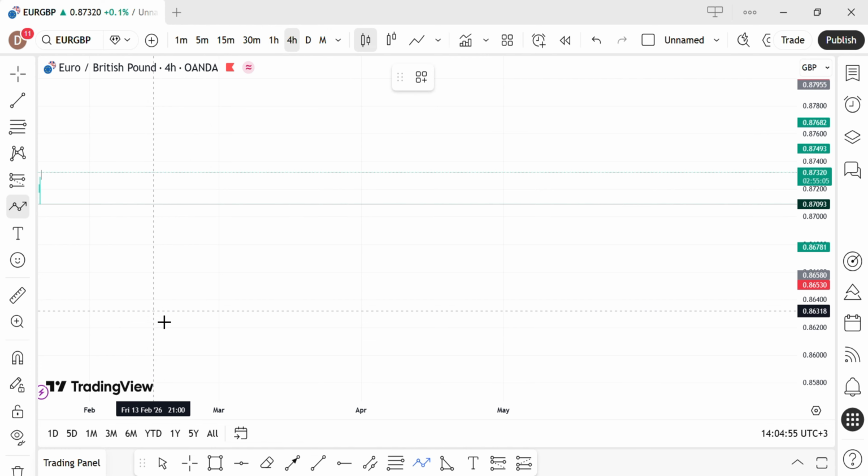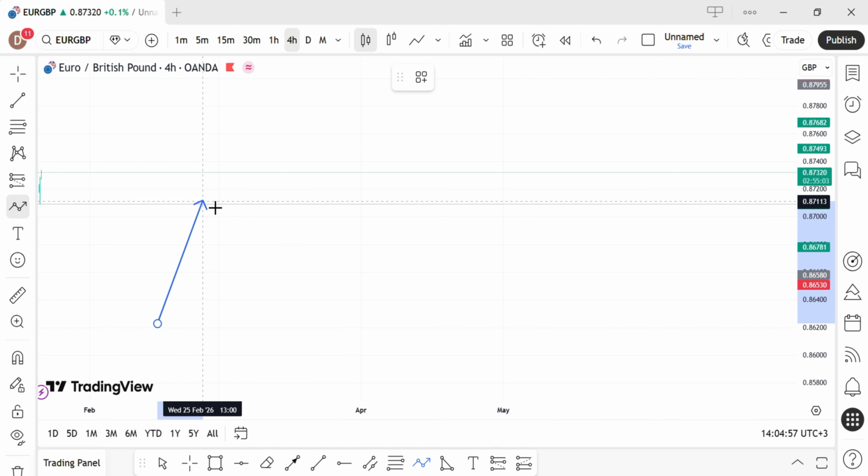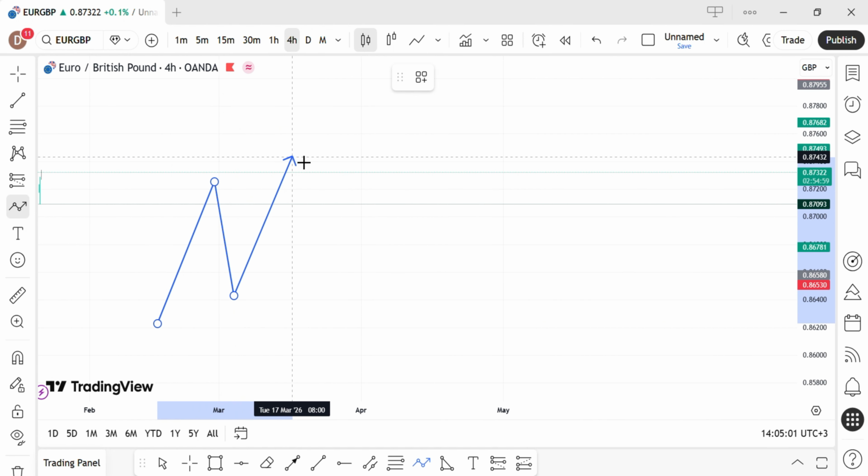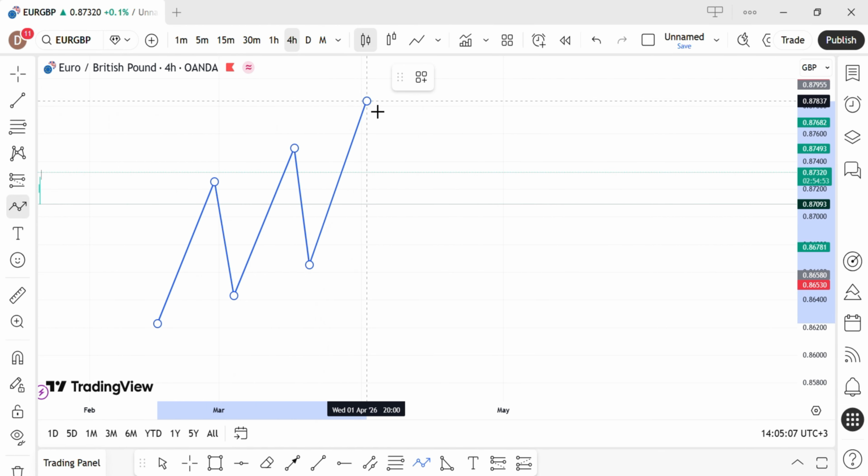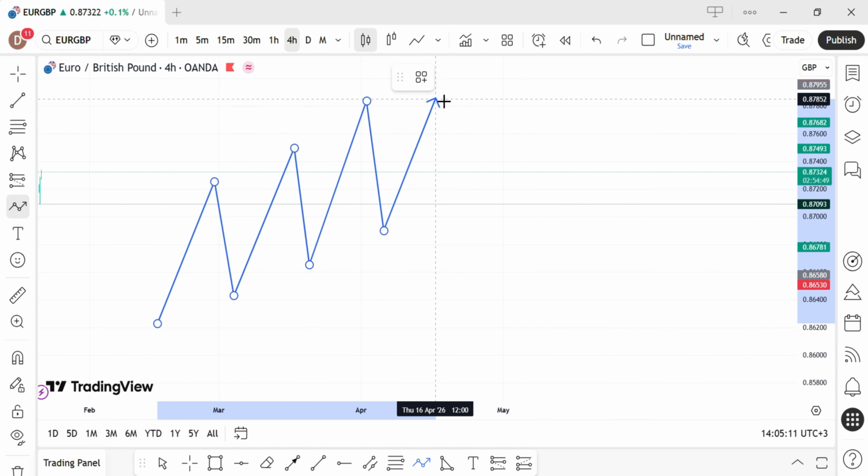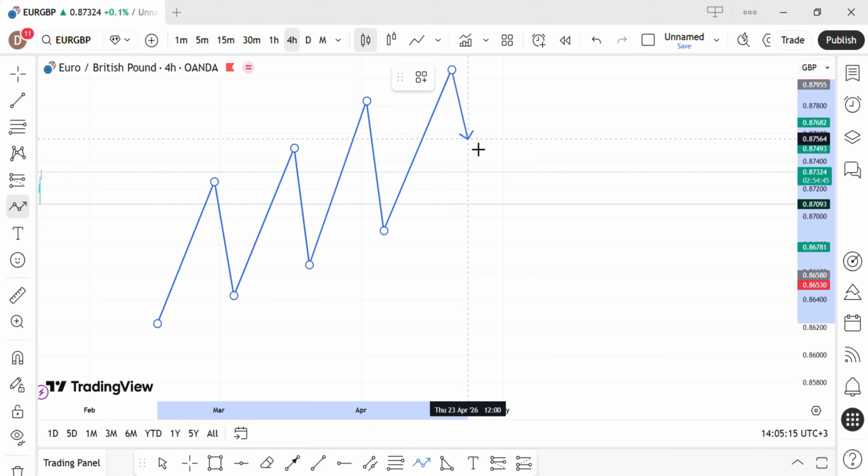So when the market moves up, we expect it to come down before it creates a new high. Sometimes the market does not come down for it to create a new high. It may break this high and then come down just somewhere here, then create a new high. Understand?